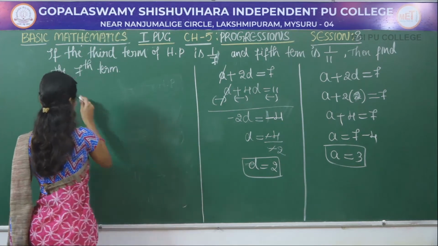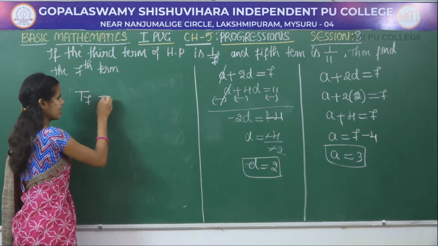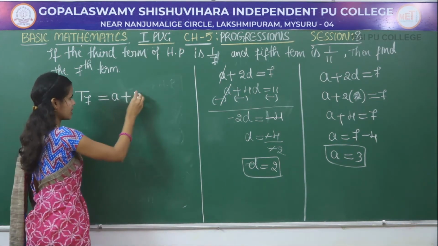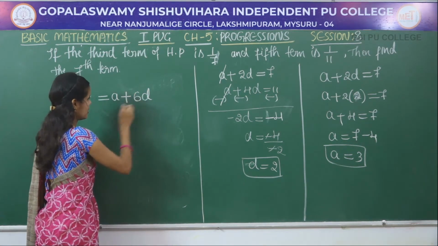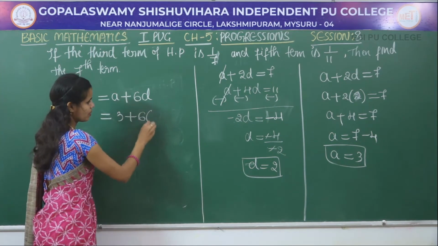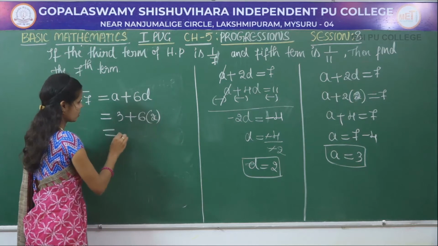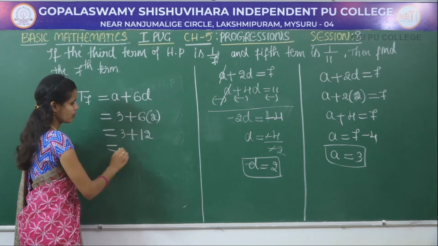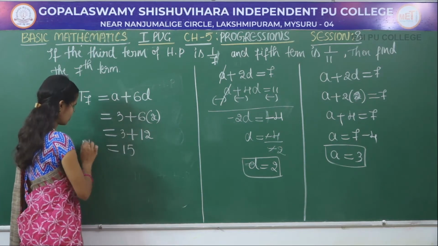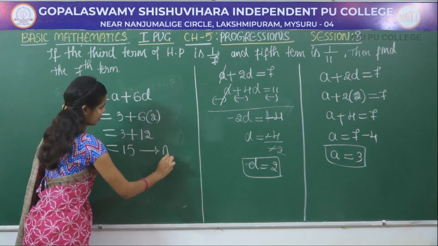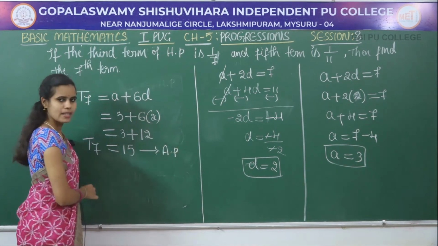Therefore, the seventh element in AP is defined as a plus (n minus 1) into d. So, 7 minus 1 means 6 into d. Here a is 3 plus 6 into d, which is 2. So, 3 plus 6 into 2, 12. So, 3 plus 12, 15. Therefore, the seventh element in AP is 15.